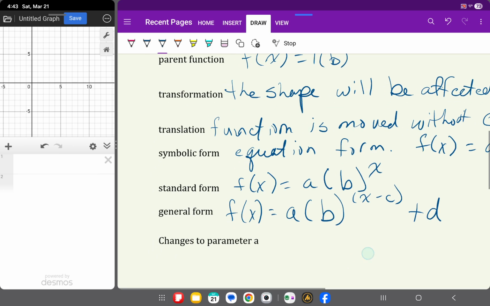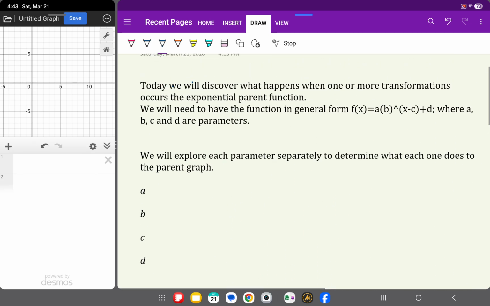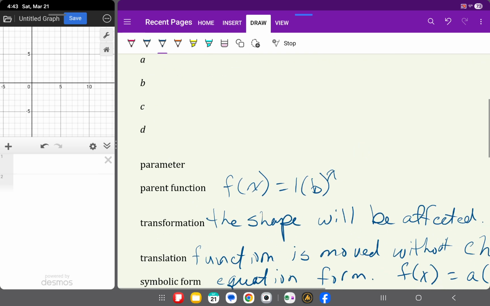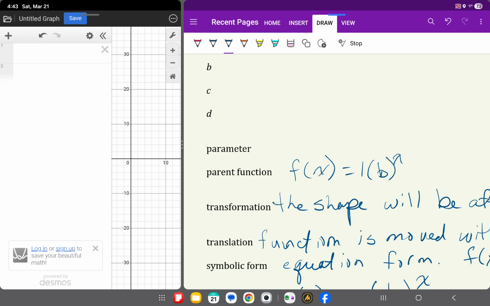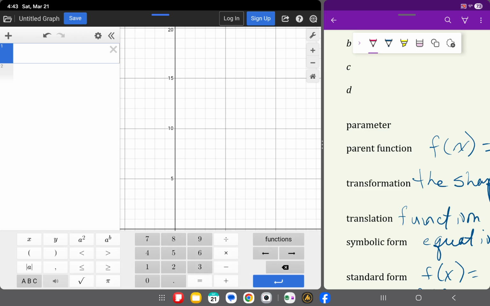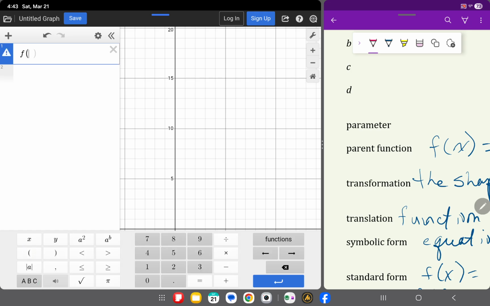All right, changes to parameter a. We're going to go through here and figure out what a does, what b does, what c does, and what d does. So we're going to start over here. I'm going to make it just a little bit bigger so we can see what happens to a on Desmos. We're going to put in our parent function first. I'm going to go to f parentheses x. Now I won't have my keystrokes showing every single time on video, but I'm doing it this time so that you can see what I'm doing on Desmos.